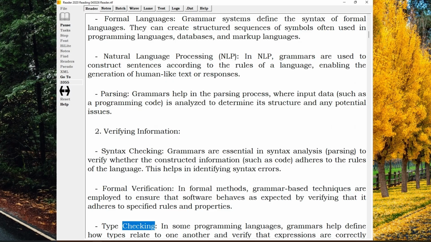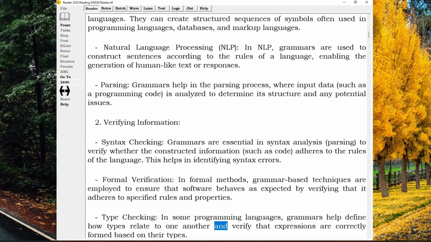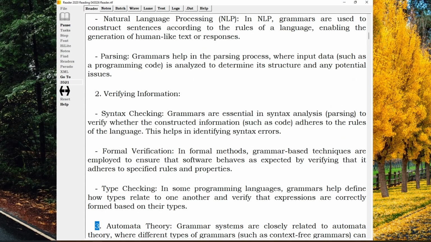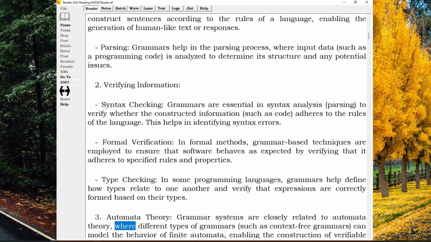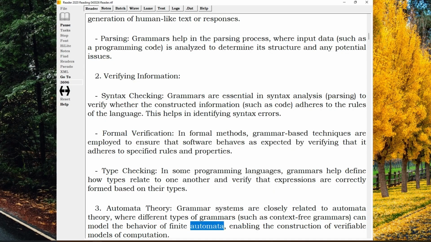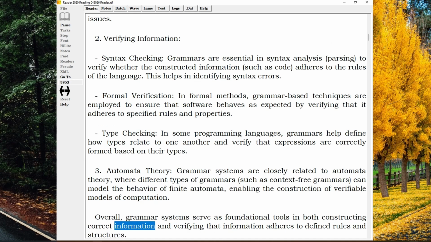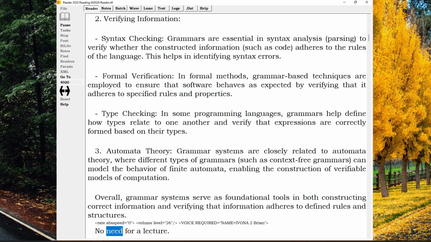Type checking. In some programming languages, grammars help define how types relate to one another and verify that expressions are correctly formed based on their types. 3. Automata theory. Grammar systems are closely related to automata theory, where different types of grammars, such as context-free grammars, can model the behavior of finite automata, enabling the construction of verifiable models of computation. Overall, grammar systems serve as foundational tools in both constructing correct information and verifying that information adheres to defined rules and structures.